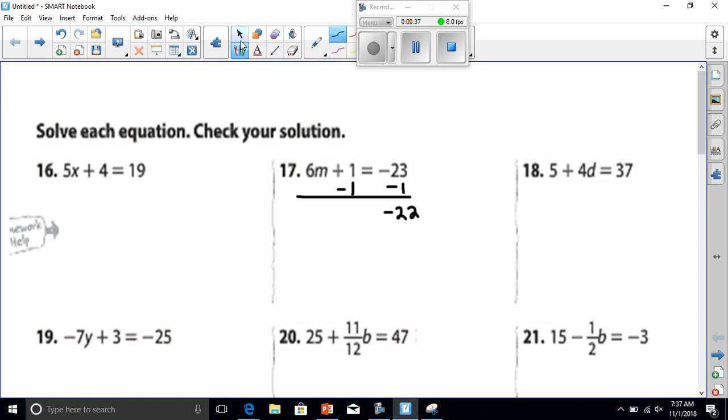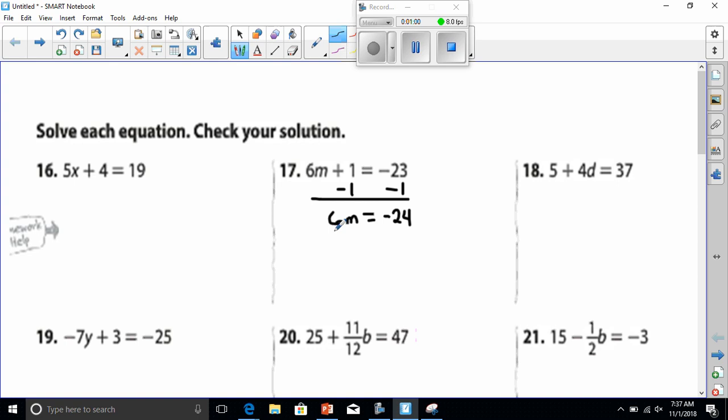Oops, my apologies, negative 24. What was I thinking? Now, negative 1 cancels out positive 1, so I'm left with 6m. And now we're stuck with the one-step equation.